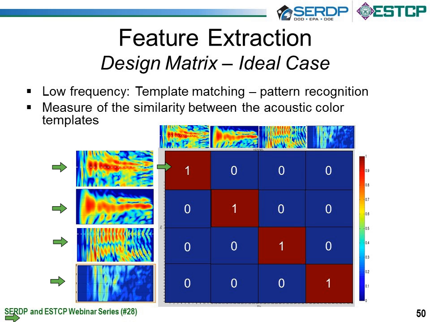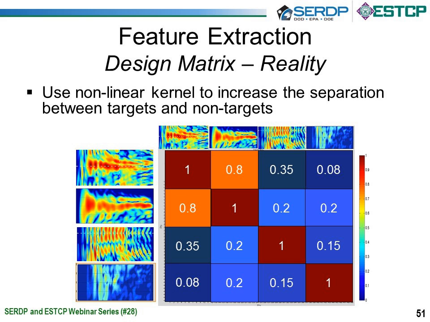Now, in reality, what happens is number 1 actually looks a little bit like number 2. And so you end up with a positive non-zero number off diagonal here. So just in this simple example, it's these non-zero off diagonal components that have the potential to cause us problems. When people use terms like nonlinear kernel, all we're doing is using a method to try to increase the separation between the targets and non-targets.